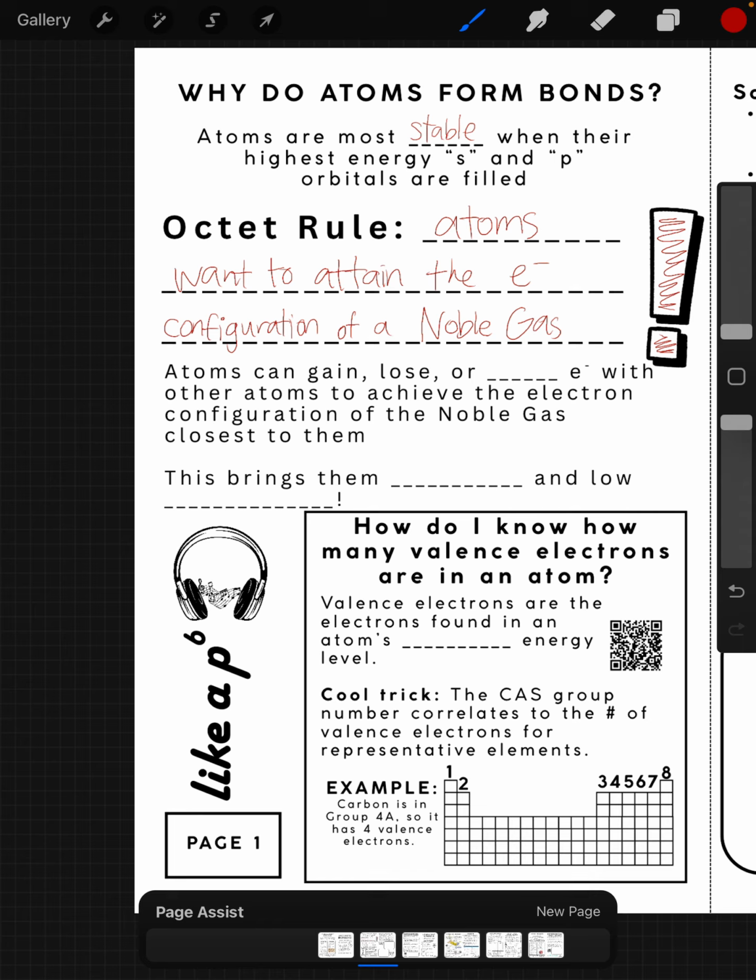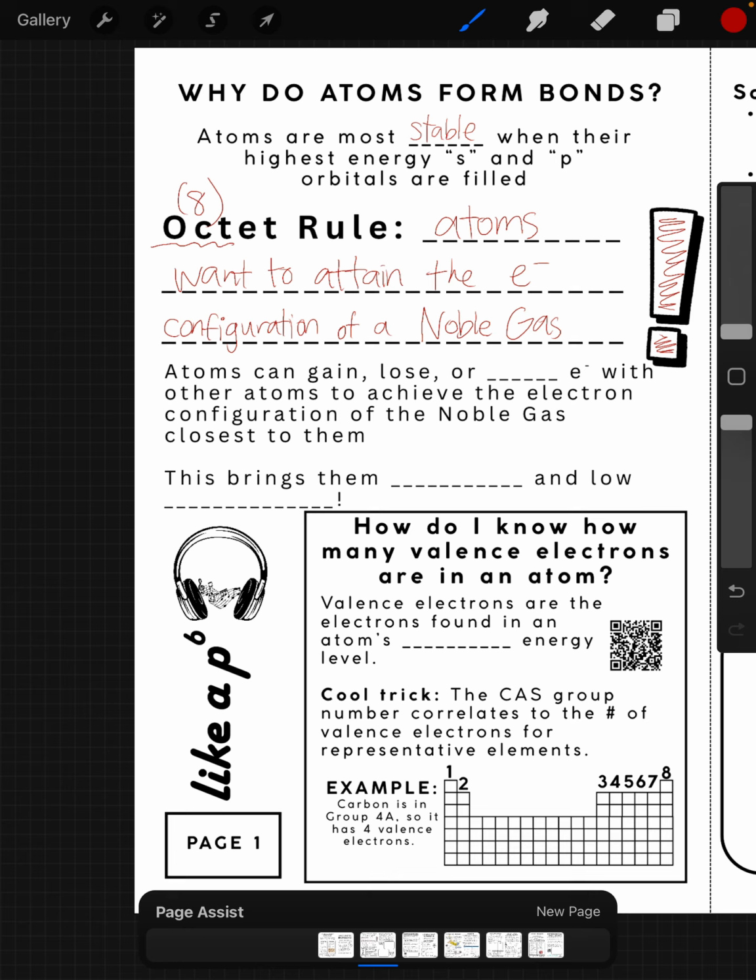So this is called the octet rule. You should notice "oct" and be thinking about the number 8. Like an octopus has 8 arms, Doc Ock in Spider-Man, an octagon has 8 sides. So the octet rule basically tells us that atoms want to attain the electron configuration of a noble gas.